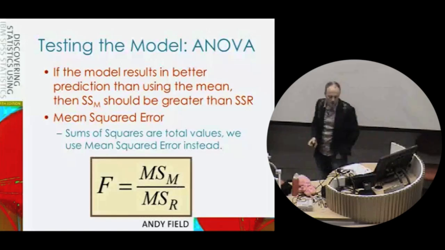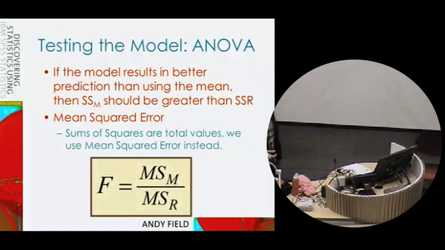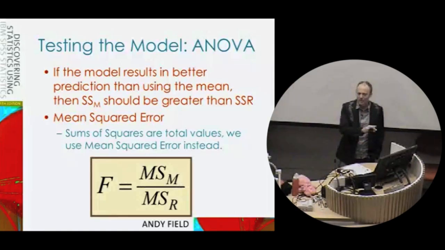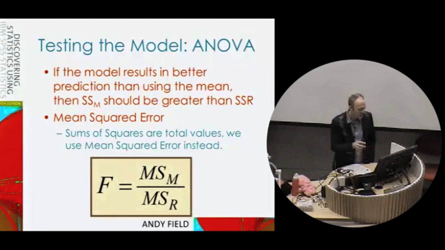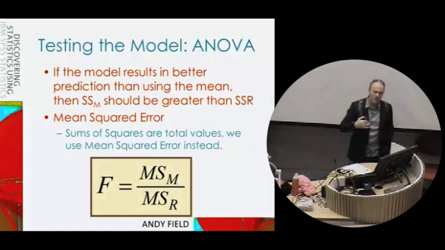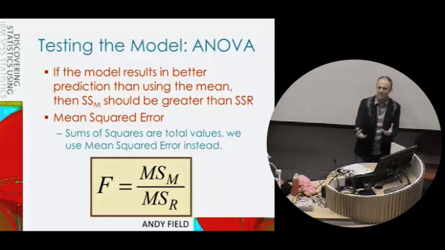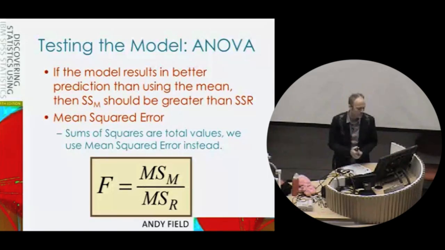The first is we can work out what's known as an F ratio. I'm going to come into this a bit more in a few weeks' time, but we end up using something called mean squares, which is like the average sum of squares, rather than the sum of squares themselves. But what they represent is the same thing, so don't worry too much about that. You can conceptually think of them as sums of squares.